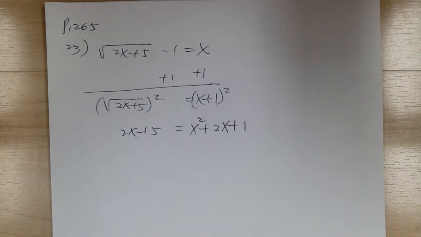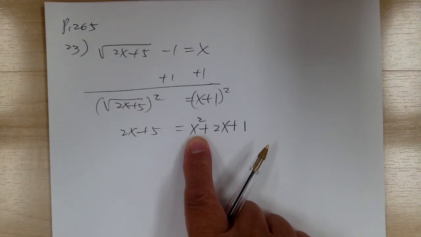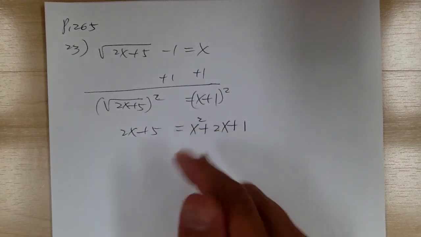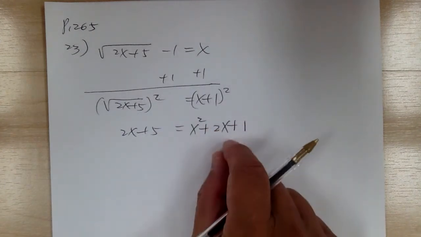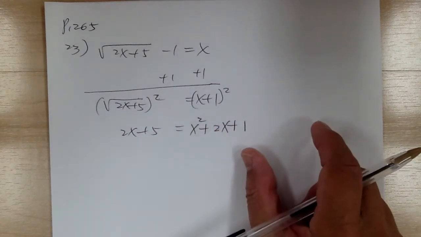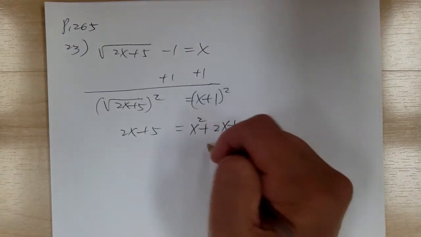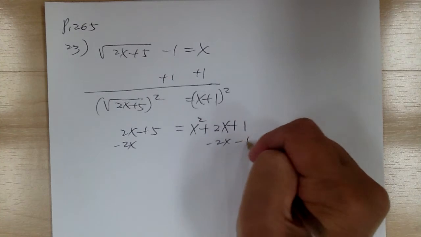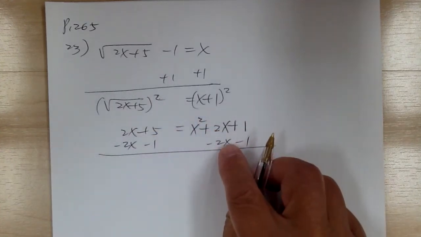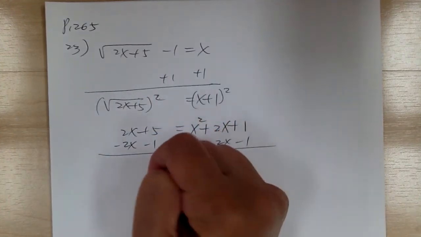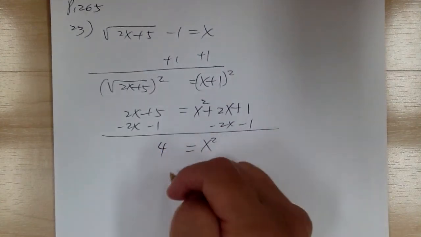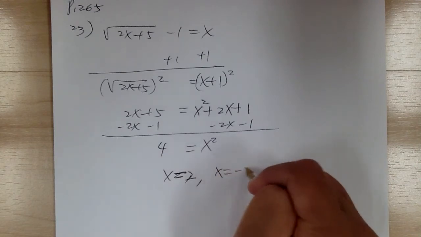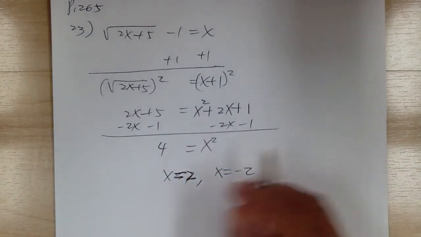Okay. So next, since there's a square, you got 2x and 2x, right? So you can minus 2x. Since there's no x term, you don't have to do the factoring technique. You can use the square root technique. So minus 2x on both sides. And then after that, you want to minus 1 on both sides. If there's no x term, then you can just do the square root method. So take the square root, you're going to get x equal to 2, x equal to negative 2. Okay, let's go and check the answers.